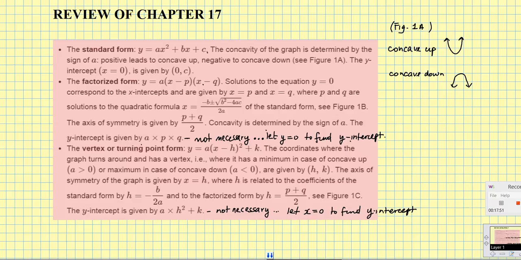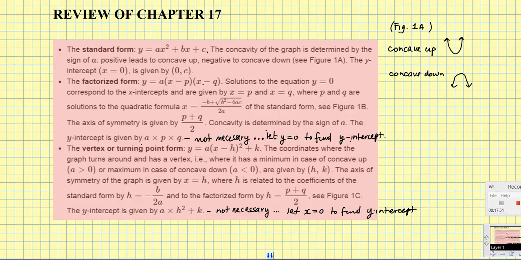So we've had the standard form, or the general form, which is y equals ax squared plus bx plus c, and the concavity of the graph is determined by the sign of a. So if the opening is upwards, it's concave up. If a is negative, then the graph is concave down. And the y-intercept is always going to be the value of c, so it'll be (0, c).